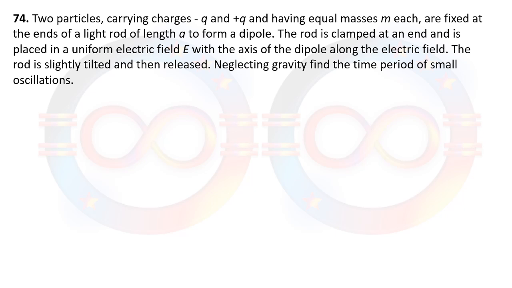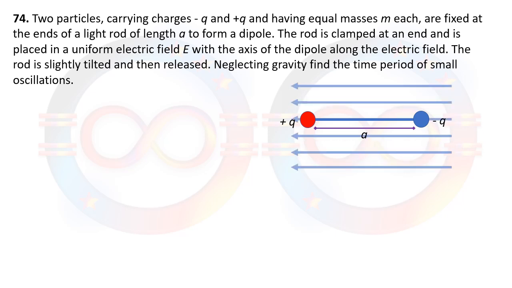In question number 74, it is saying that there are two charged particles plus q and minus q having equal masses m, fixed at the ends of a light rod of length a, and form a dipole. So there is a rod, length is a, and plus q and minus q having the same masses are kept at both the ends of the rod, and they are forming a dipole. The rod is clamped at an end and is placed in a uniform electric field. This is the electric field and one end is fixed.